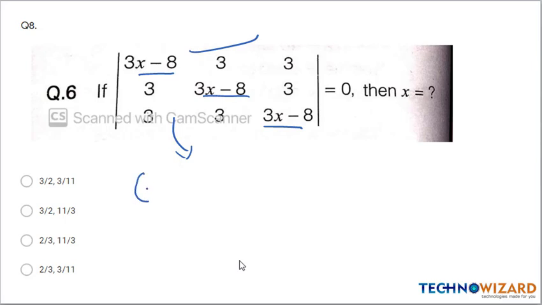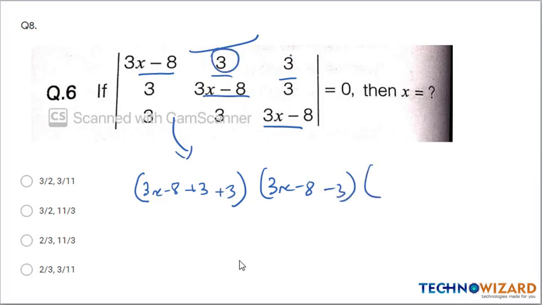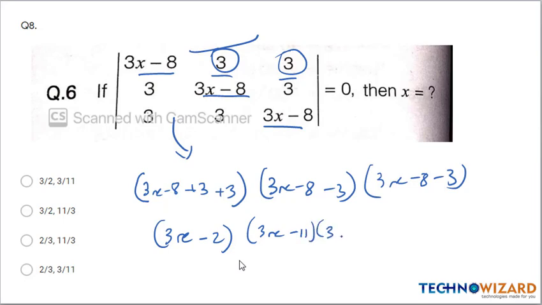First, you have 3x minus 8, add these terms, plus 3 plus 3, plus 3 plus 3. Okay. Now 3x minus 8 minus 3. First term is minus. Now second term is minus. 3x minus 8 minus 3. Okay. On solving this, you will get 3x minus 8 plus 6 is minus 2. 3x minus 11 and 3x minus 11.